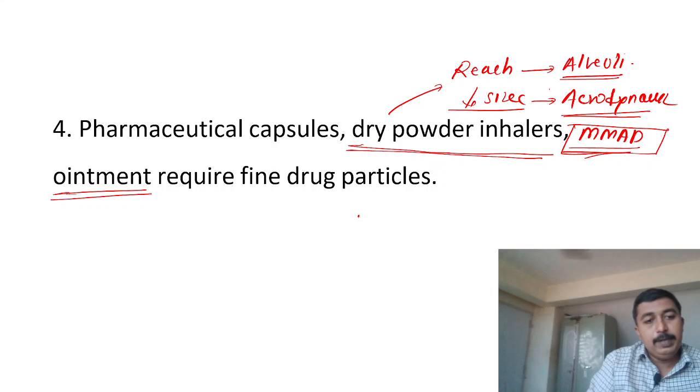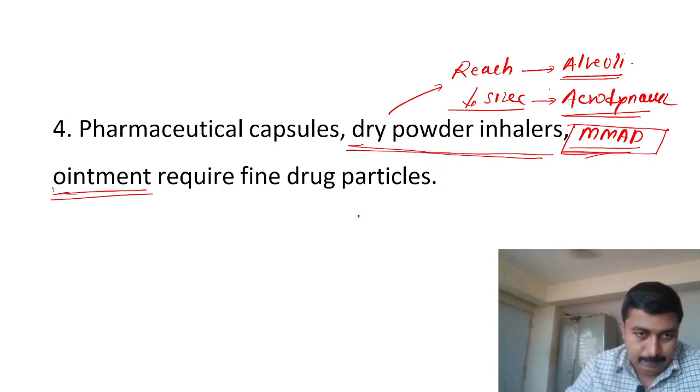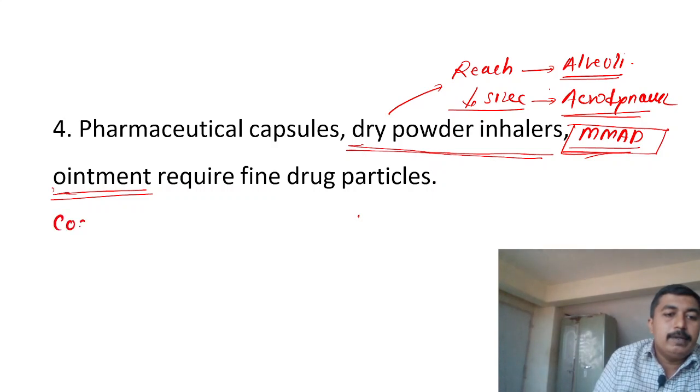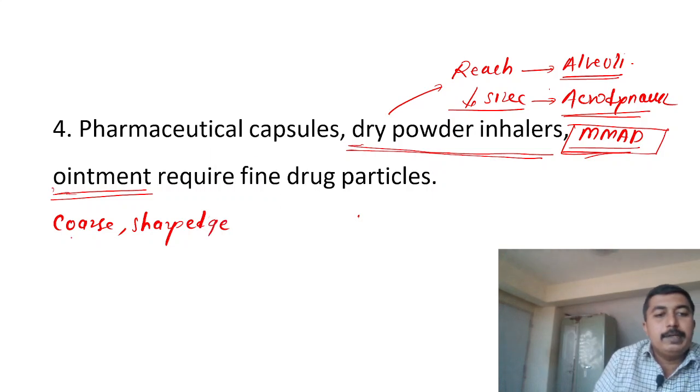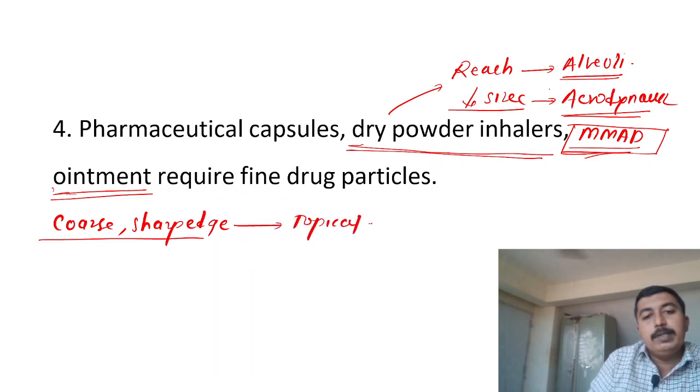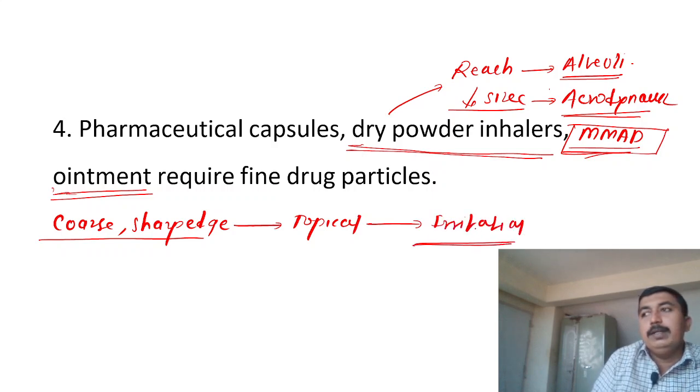Then ointment, which is applied on the skin, and paste, which is also applied on the skin, both require fine powder particles to reduce the irritation. If you have a coarse powder material, let's say coarse with a sharp edge, these powder particles after topical application, after rubbing on the skin, cause irritation. And that's why to minimize the chances of irritation, we require fine powder particles. So coarse powder particles cause the irritation of the skin. To minimize the irritation, we require fine powder particles.